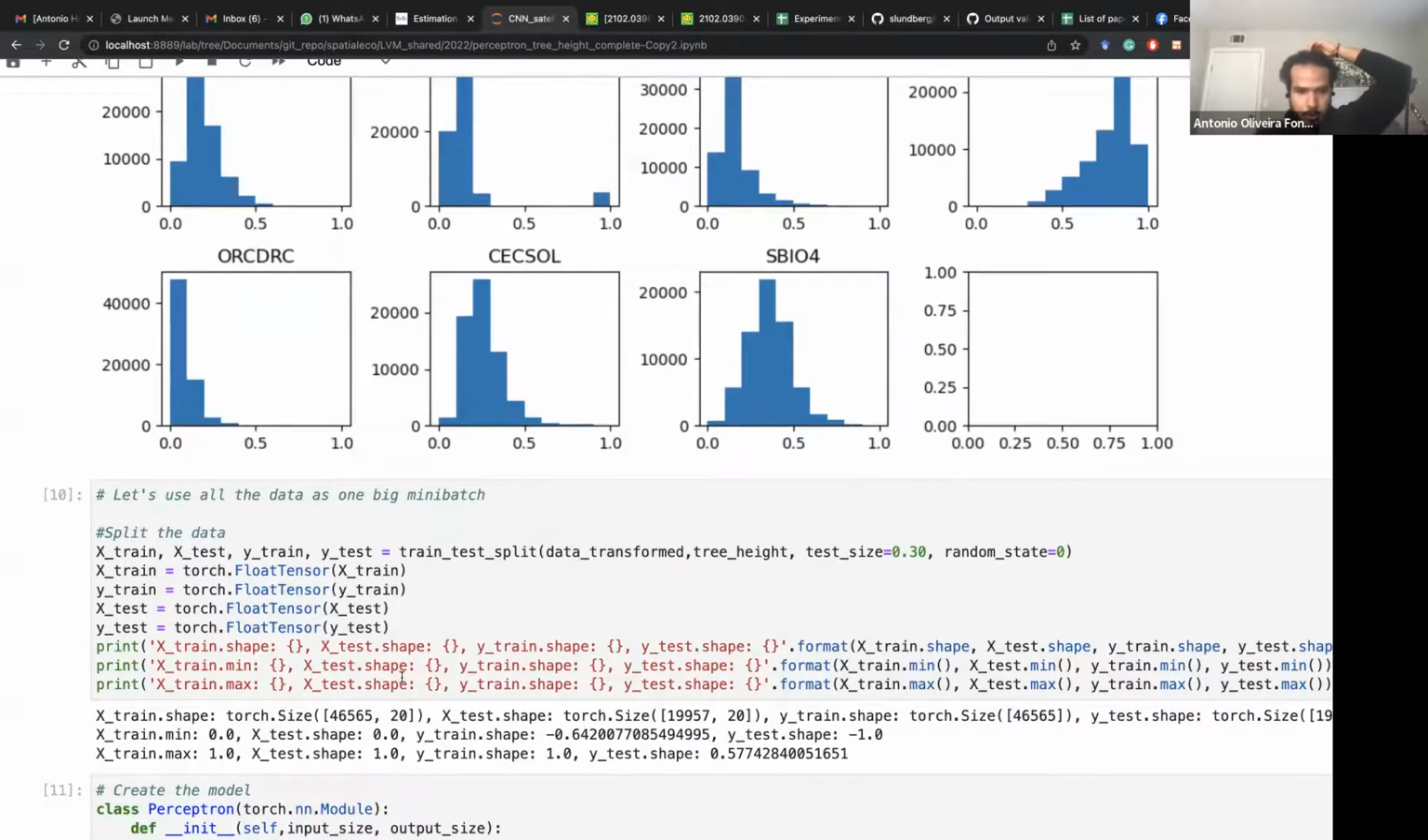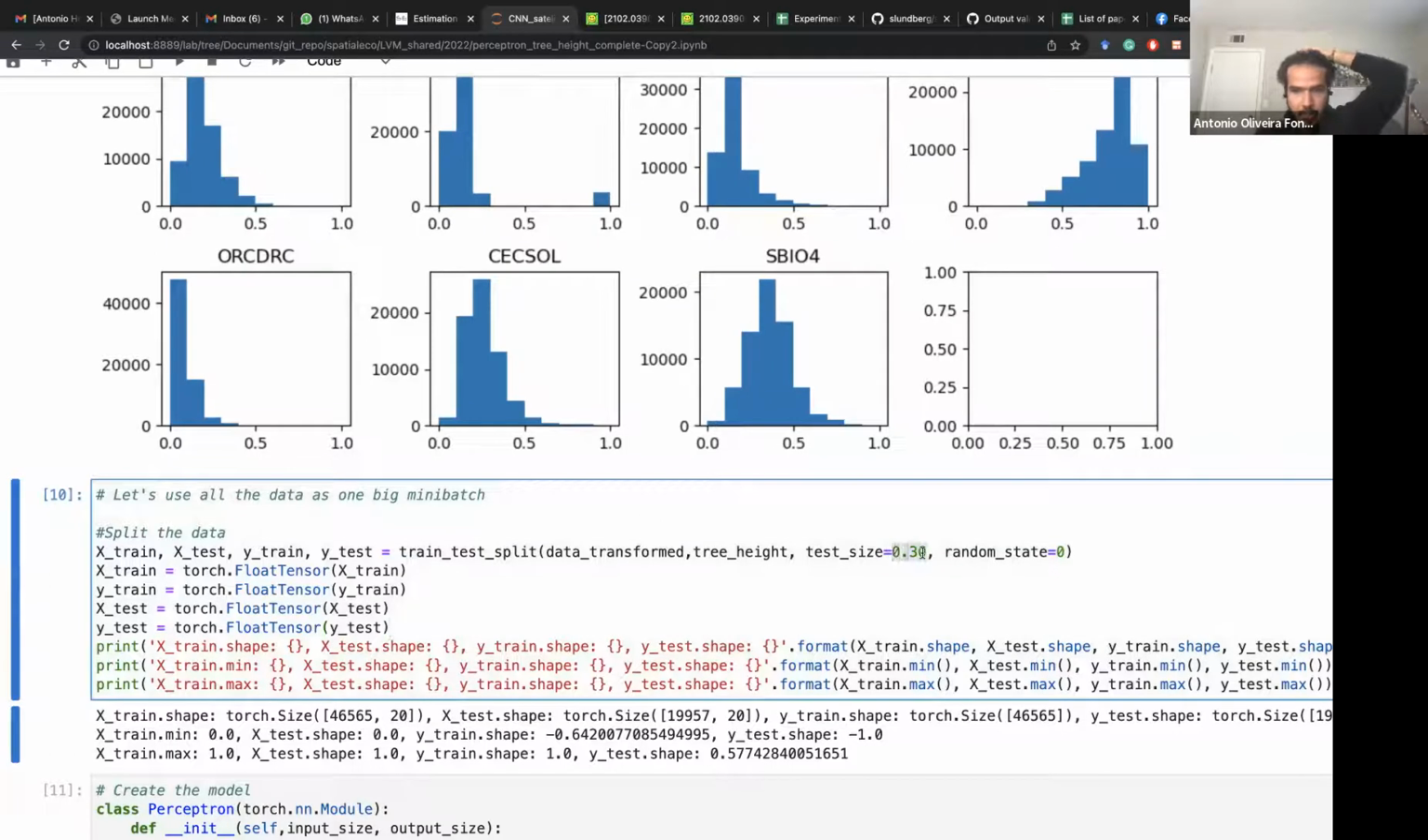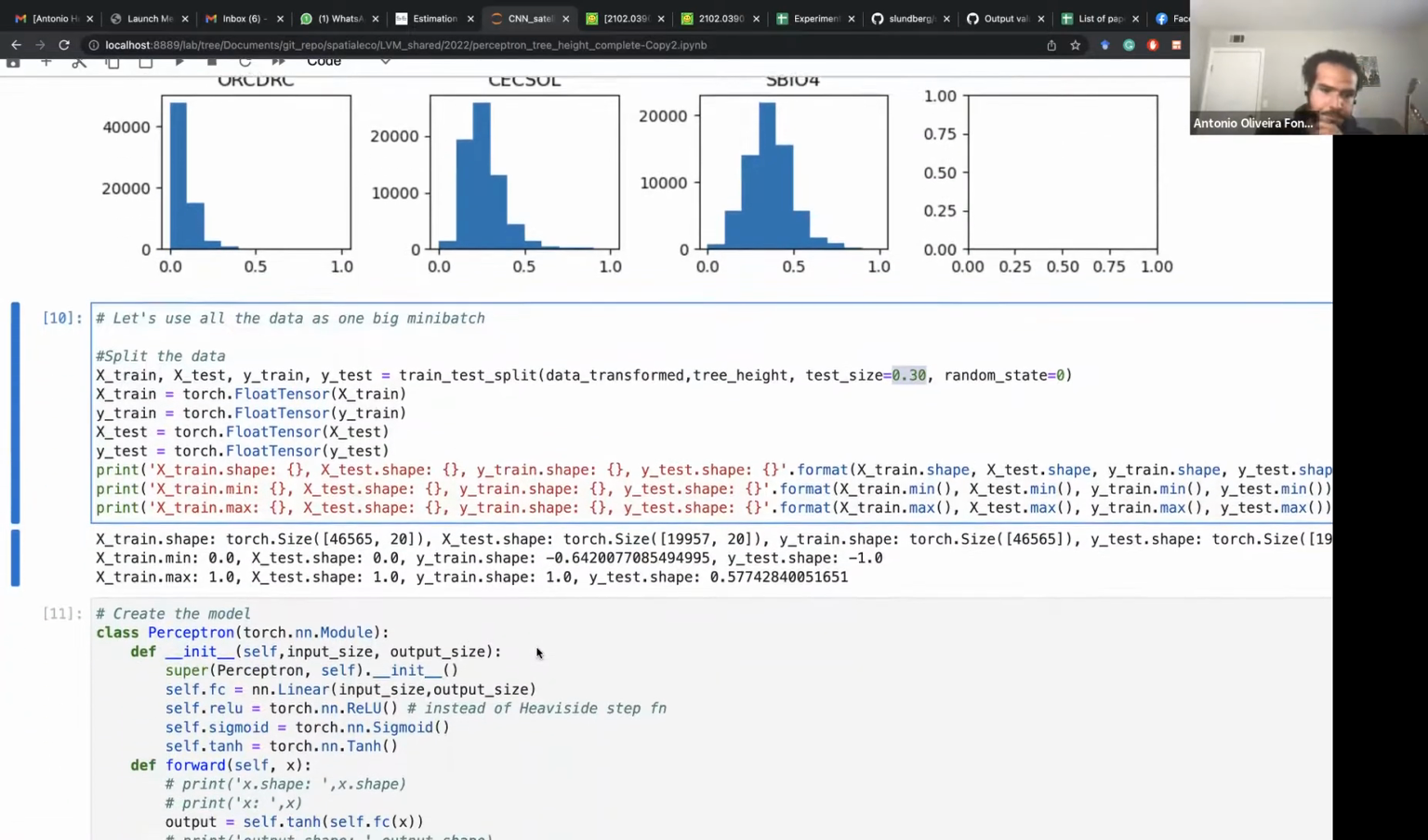We are going to do our usual splitting, right? So here, I'm reserving 30% of the samples for test, and the remaining 70% for training of the model.